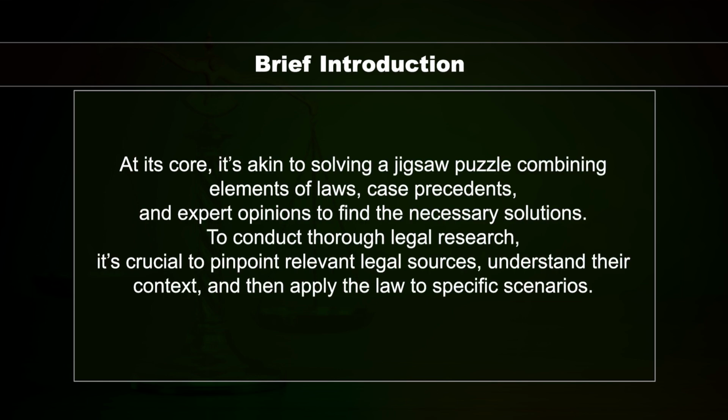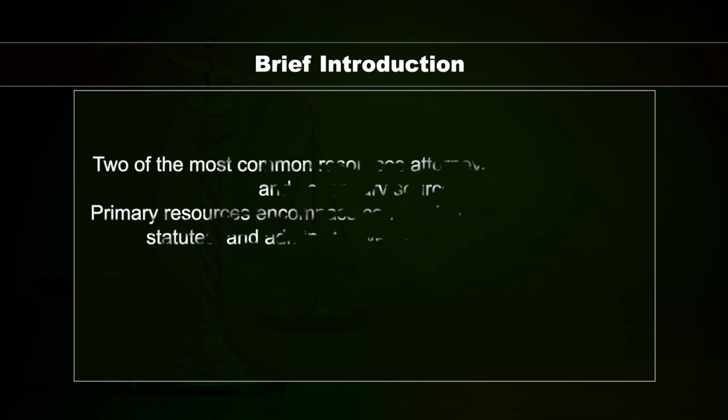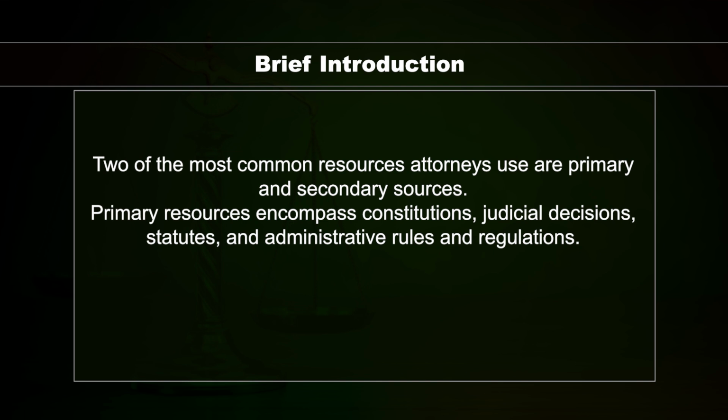Legal research is a systematic approach to discovering and comprehending legal data and materials to answer legal questions, support legal points and make informed legal judgments. At its core, it is akin to solving a jigsaw puzzle, combining elements of laws, case precedents and expert opinions to find the necessary solutions. To conduct thorough legal research, it is crucial to pinpoint relevant legal sources, understand their context and then apply the law to specific scenarios. Two of the most common resources attorneys use are primary and secondary sources.